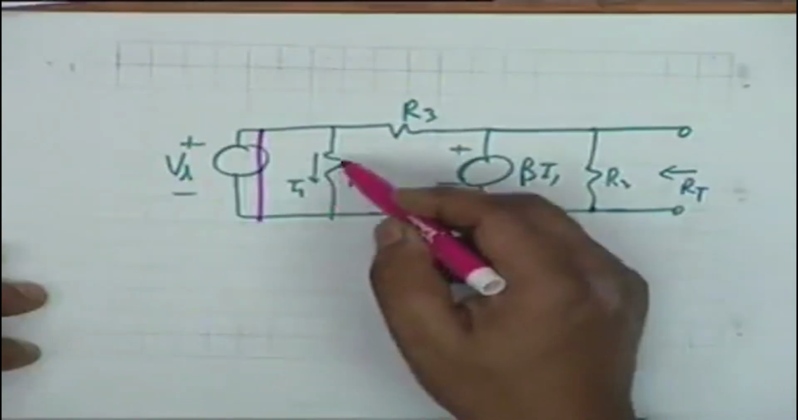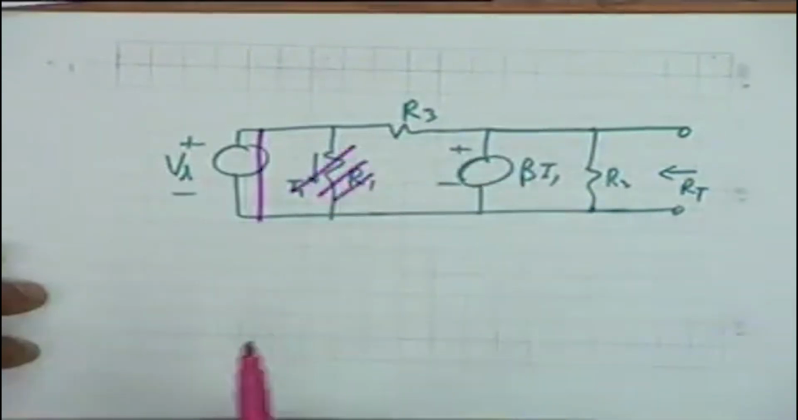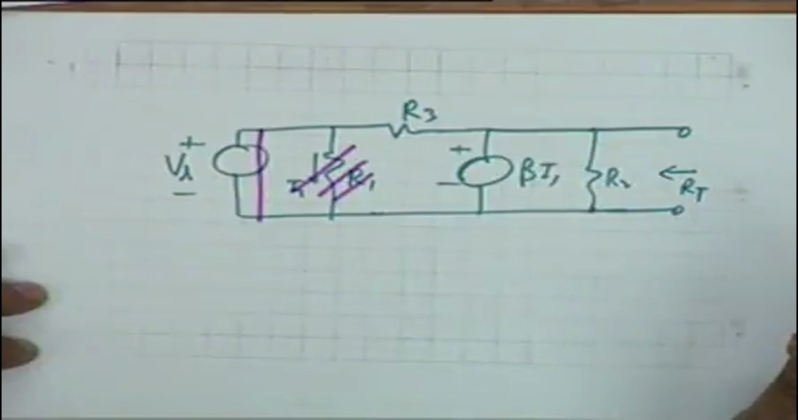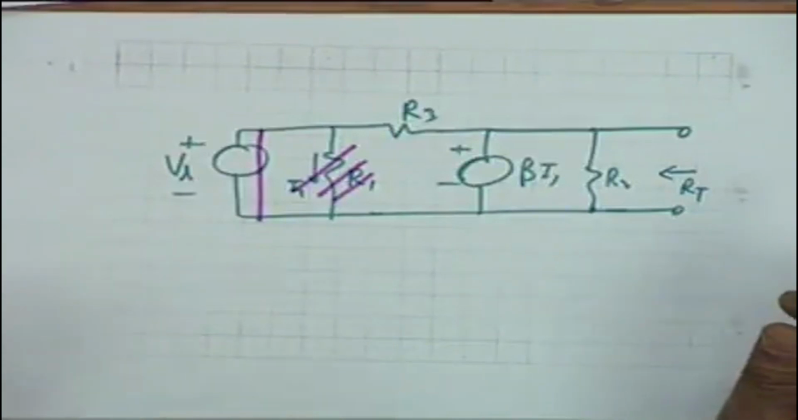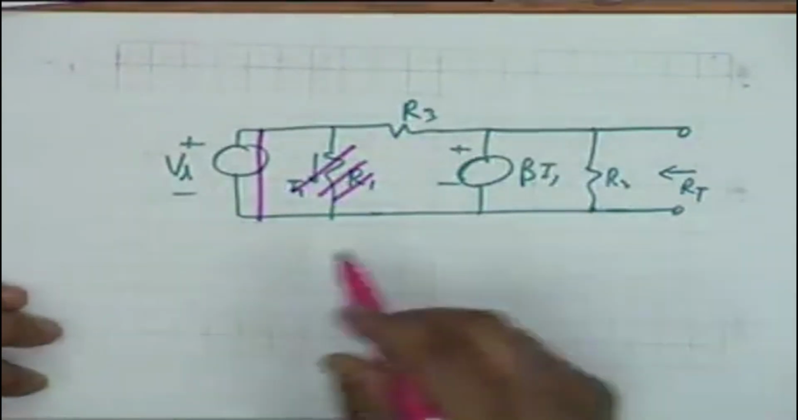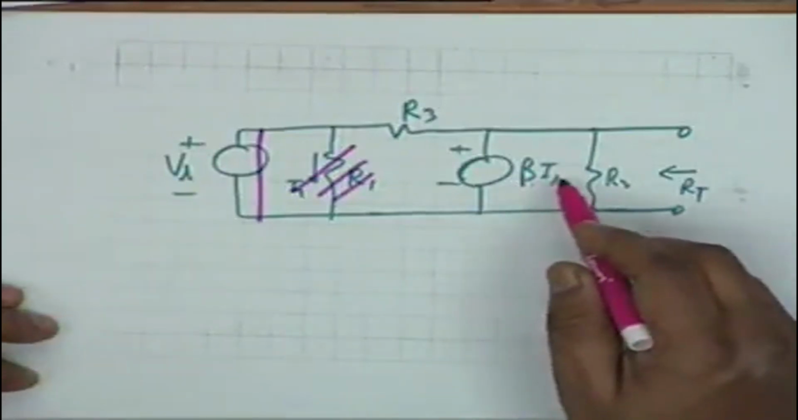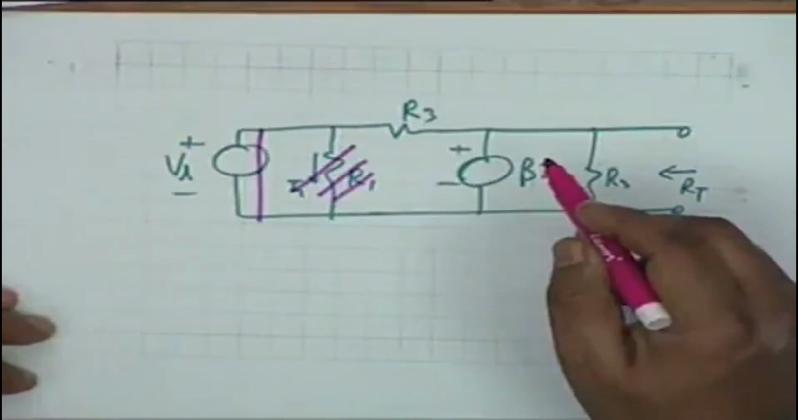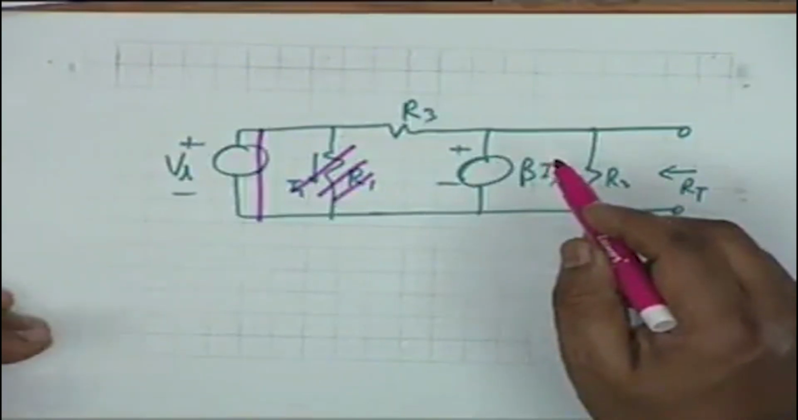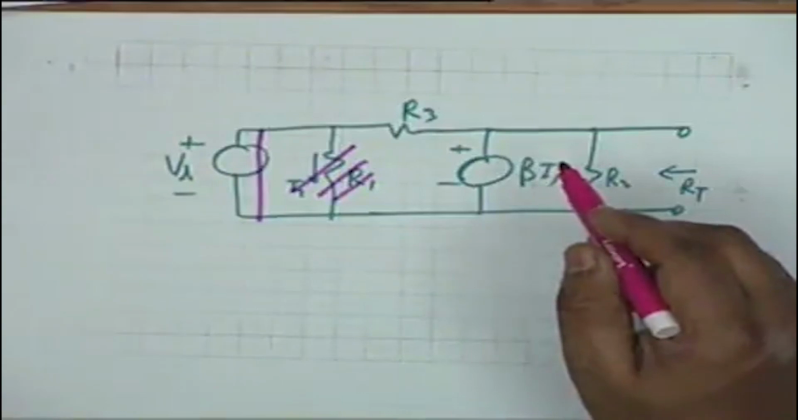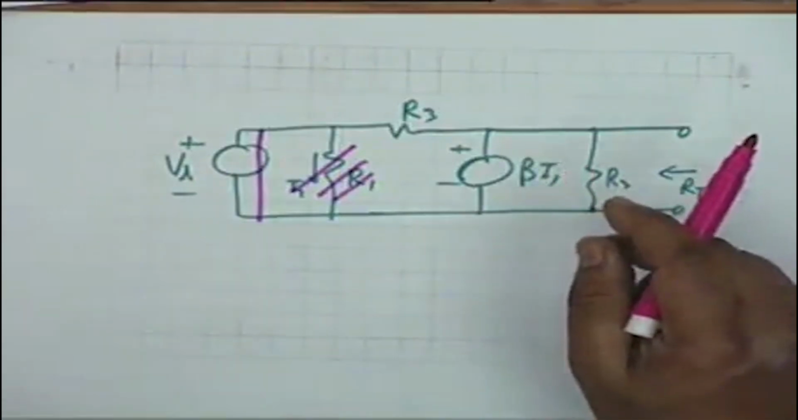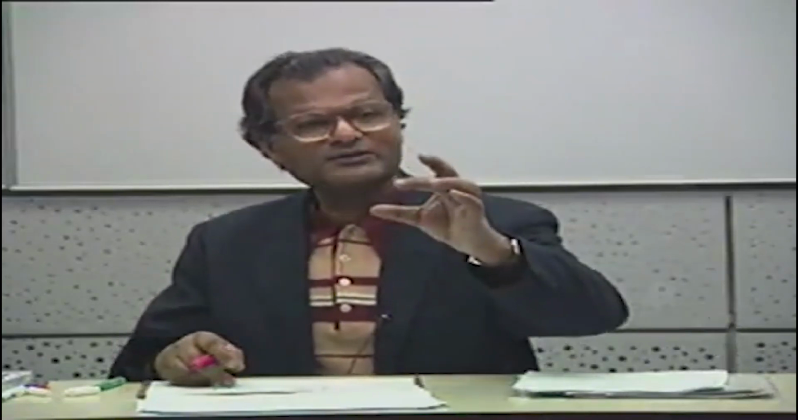So R1 is ineffective. And if R1 is ineffective, then what is I1? I1 is 0. If I1 is 0, then beta I1 is 0. If beta I1 is 0, what does it mean? It means an open circuit or short circuit? A voltage source. If the voltage is 0, what does it mean? No, it's a short circuit. There can exist a voltage across an open circuit, but not across a short circuit. So this is a short circuit. So RT becomes identically equal to?